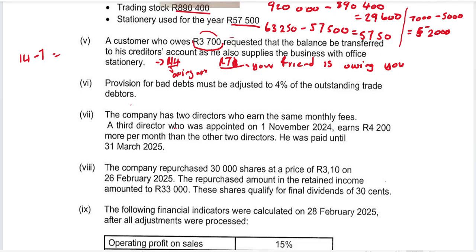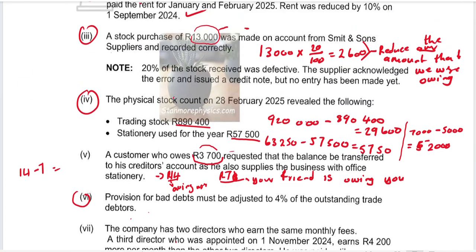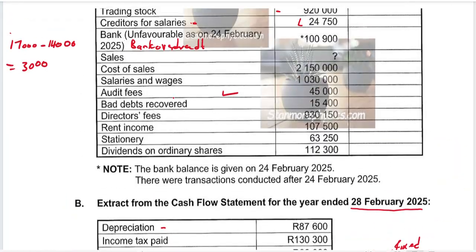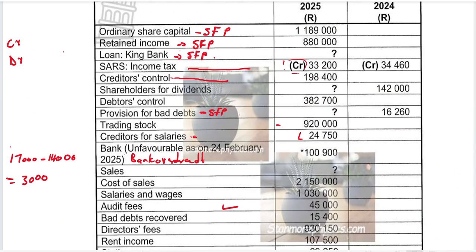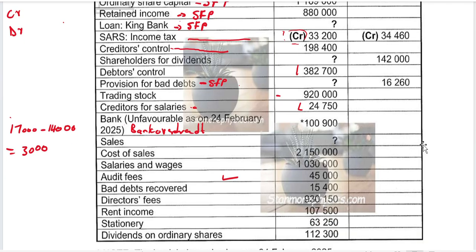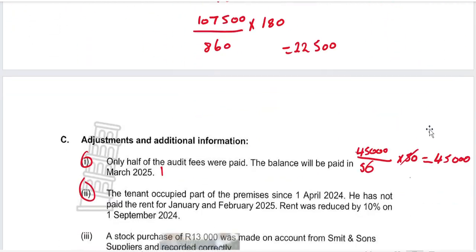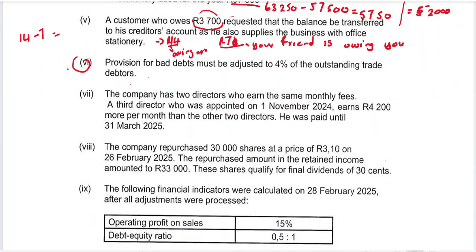Then provision. Now we're going to wait. Provision for bad debt must be adjusted to 4% of the outstanding trade debtors. Let's go and check our outstanding trade debtors. Debtors control: 382,700. Here we say 382,700. This is the amount of debtors control.